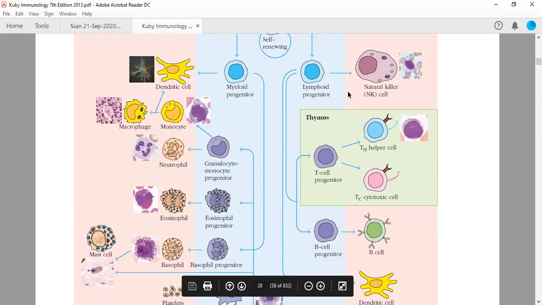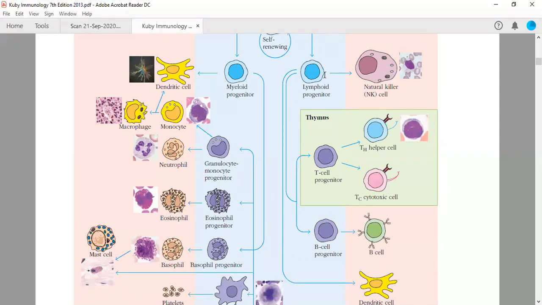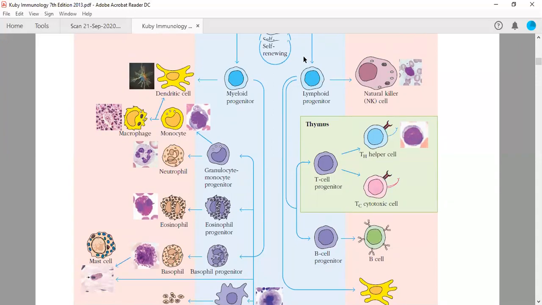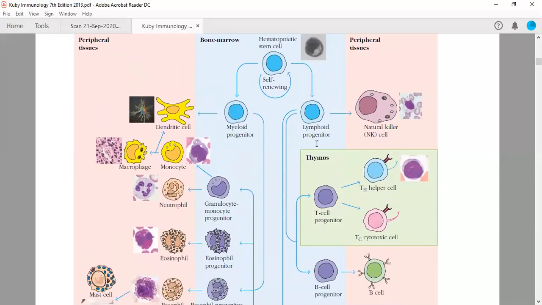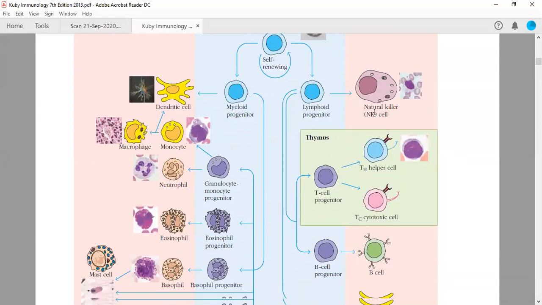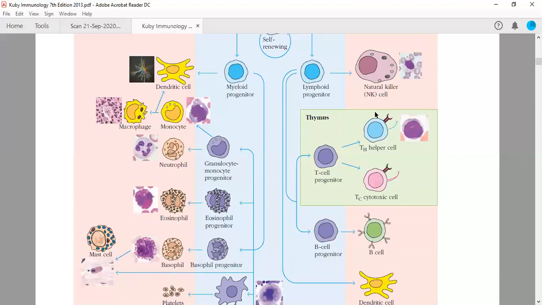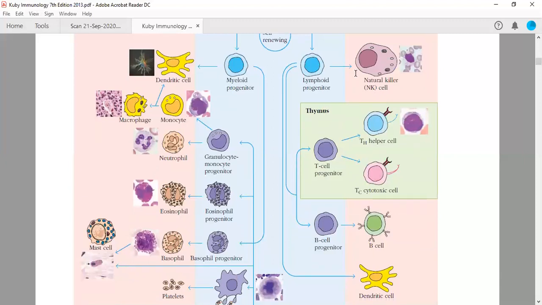In today's class, we are mainly focusing on natural killer cells. These are coming from the lymphoid progenitor. You will see here, this hematopoietic stem cell will differentiate into a lymphoid progenitor cell, and it will finally differentiate into a natural killer cell. We will discuss the characteristics. First of all, understand how these are formed.